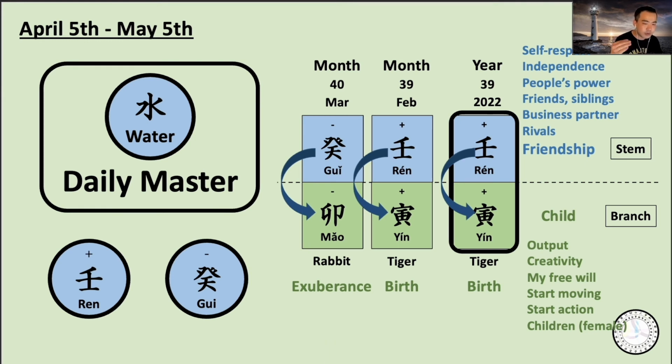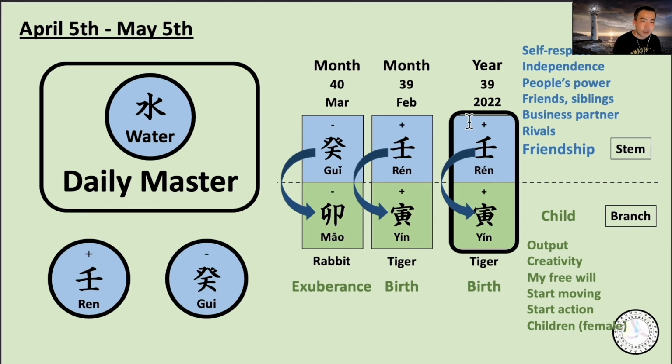But anyway, friendship spirit on the heavenly stem means anyone can be involved in my decision. It could be a rival. It could be people who I don't want to see. It could be my best friend. But in any form, people are involved. So this could be the year that Water Daily Master can do something such as business with other people.